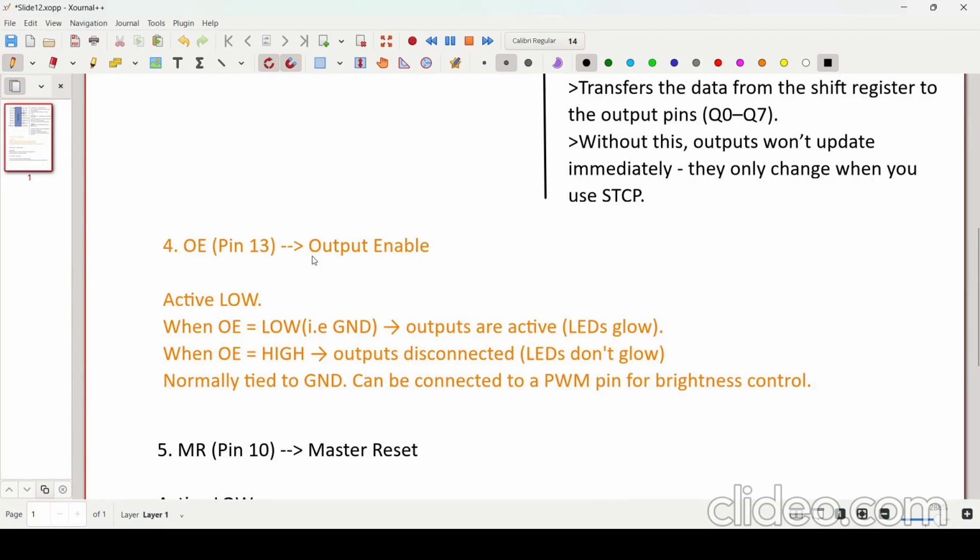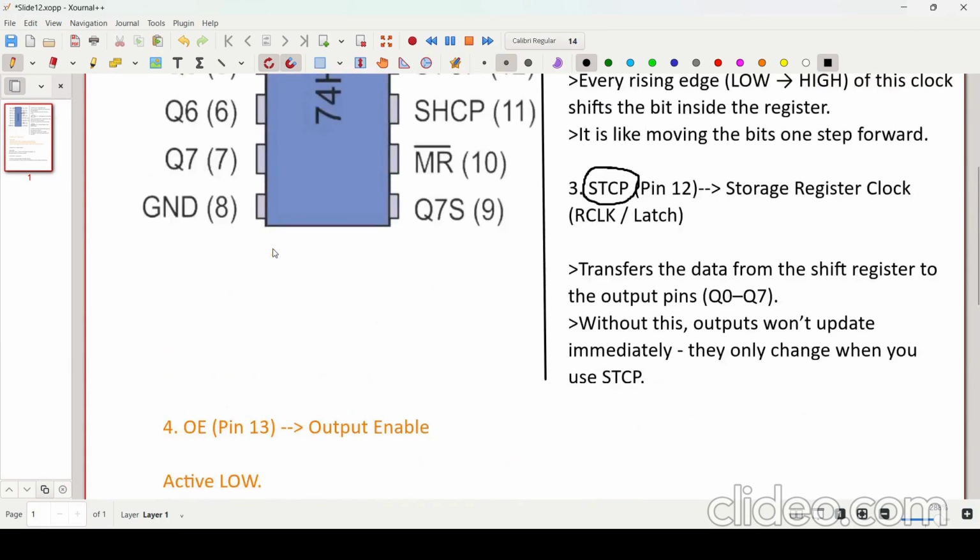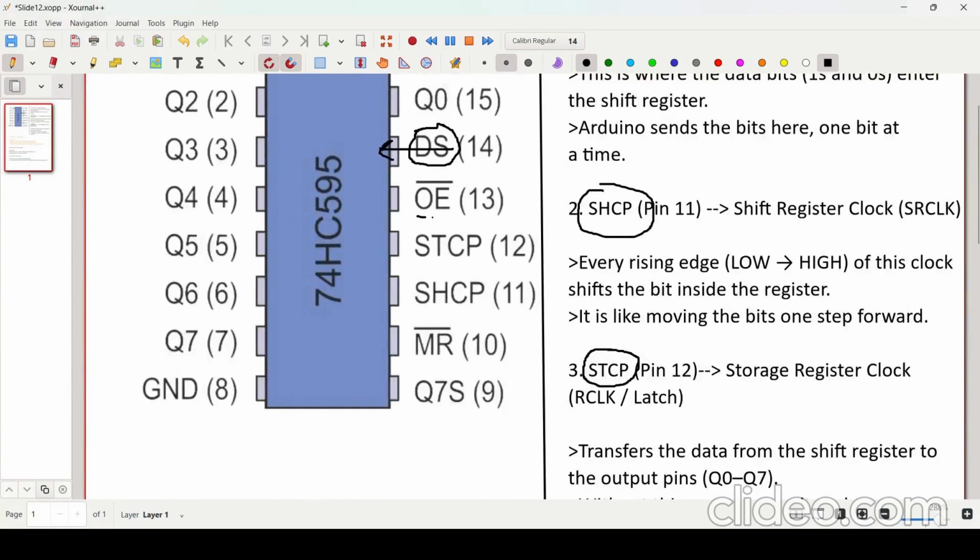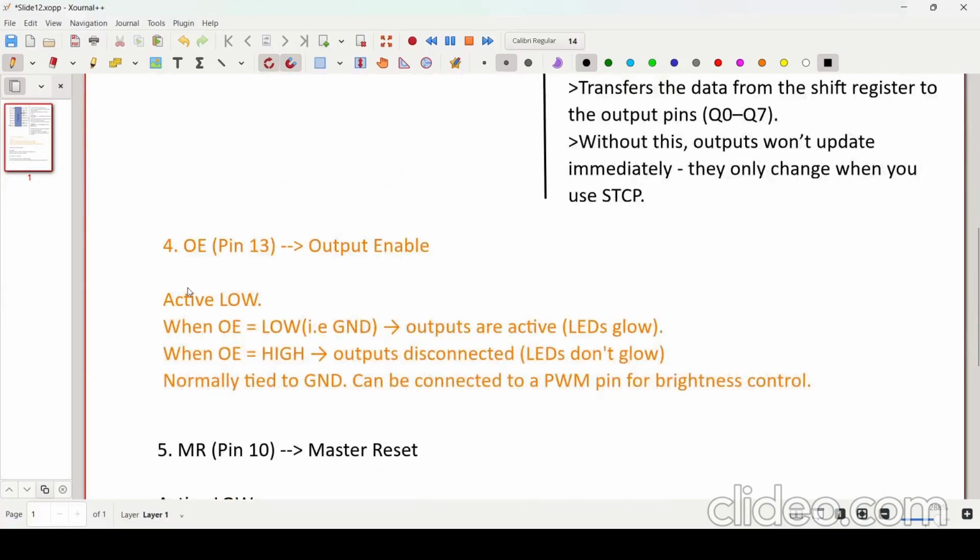That is a very secret pin, you can say, because most of the people ignore this pin, and they generally connect this pin to the ground. But you can actually control the brightness level of all the 7 segment LEDs using this OE pin, right? So this is the OE pin, pin number 13. This is active low, and when this pin is low, that means when you connect this to ground, the outputs are active. That means LEDs will glow. Otherwise, if the OE is high, the outputs will disconnect and the LEDs don't glow.